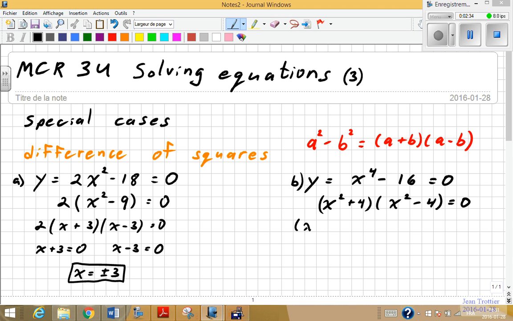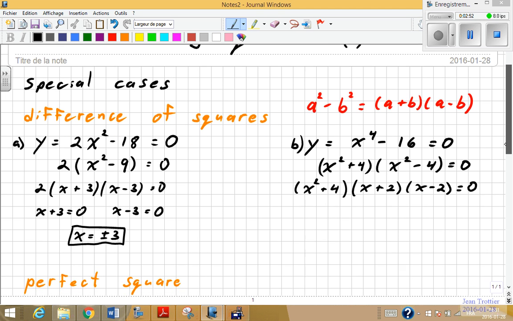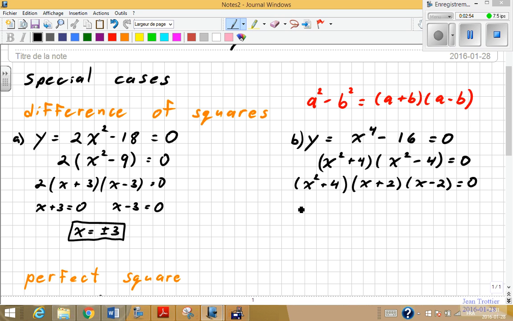So we have x squared plus 4. That is not a difference of squares because it's a plus inside. And the second one becomes x plus 2, x minus 2, and still equals 0. Now, if we want to solve this, x squared plus 4 equals 0, x plus 2 equals 0, x minus 2 equals 0. It's completely factored.